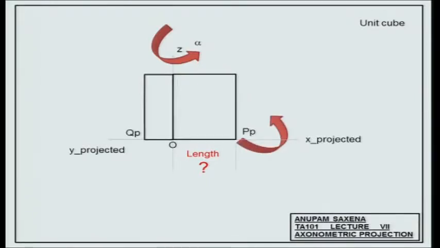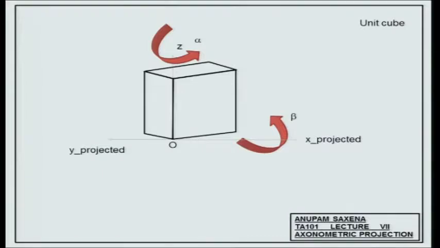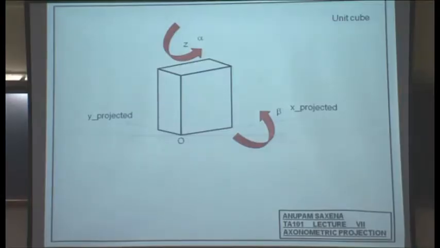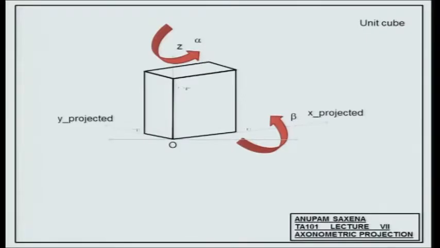Now we rotate the object about the x axis. When we do that, rotation angle beta, we get to see the 3rd face of the cube. Right? And then you also see 3 vertices very distinctly, PP, QP and RP.